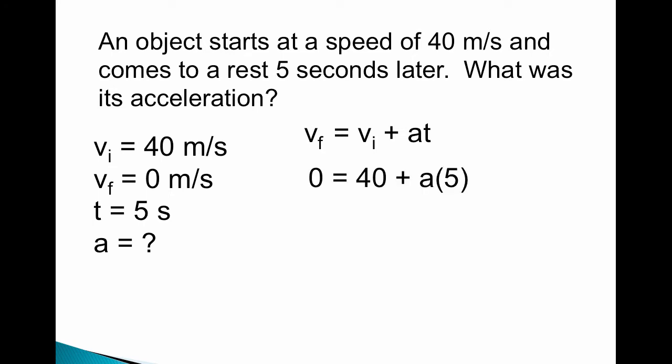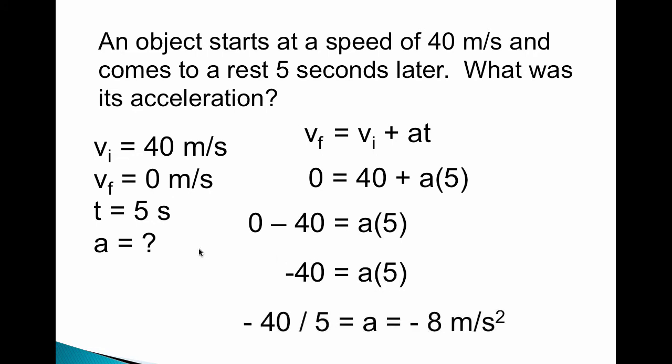By plugging in the numbers we have, we're going to end up with this. And what I'm going to do with my algebra here is try to get rid of the 5 and the 40. But since the 40 is farther away from the acceleration, I'm going to get rid of it first by subtraction. And that's going to give me a negative 40. And then to get the 5 to the other side, I'm going to undo that multiplication with division. And there I get my answer of negative 8 meters per second squared.